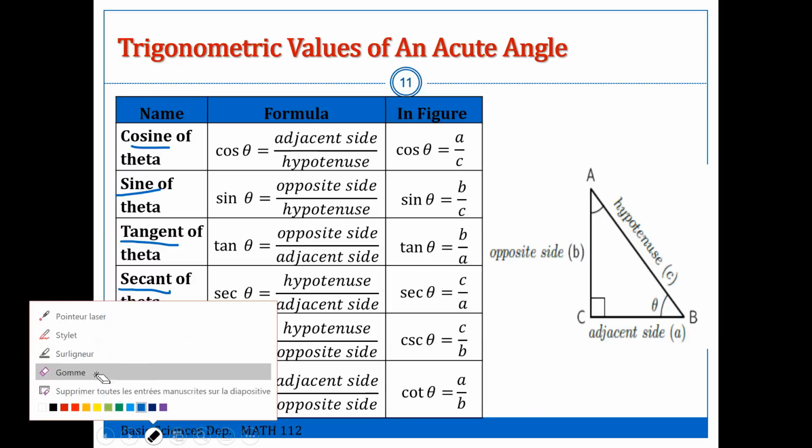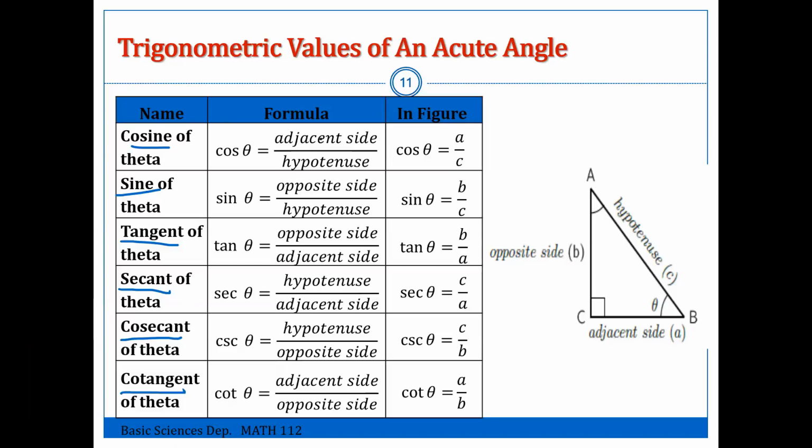إنه الكوساين، كيف نحسب الكوساين؟ adjacent على hypotenuse. This is adjacent. This is hypotenuse. Then adjacent على hypotenuse هو الكوساين. opposite على hypotenuse هو الساين. opposite على adjacent هو التان. هذه قوانين لازم الكل يعرفها. المجاور على الوتر كوساين.